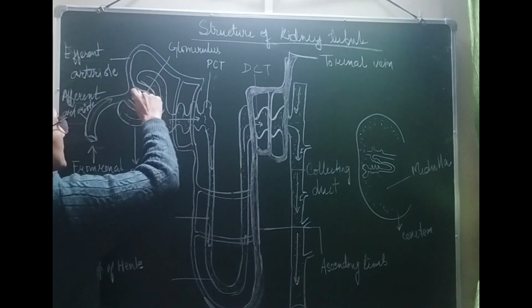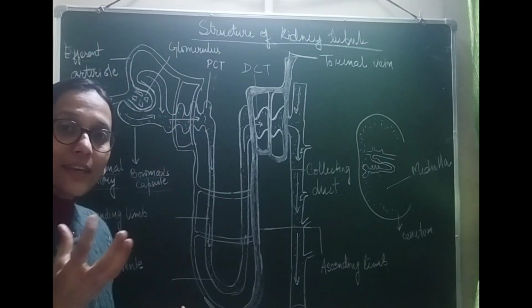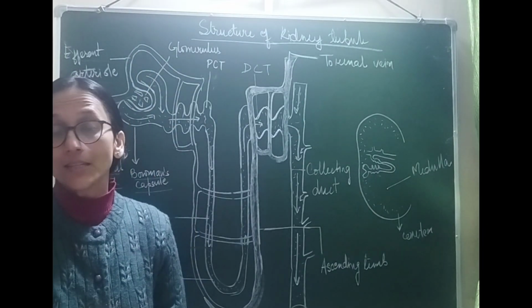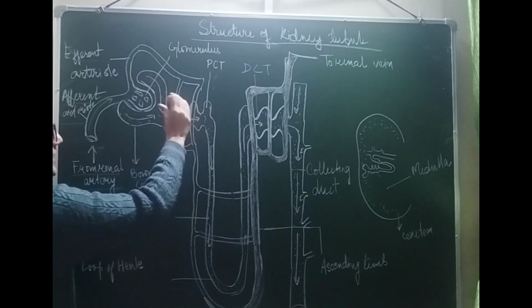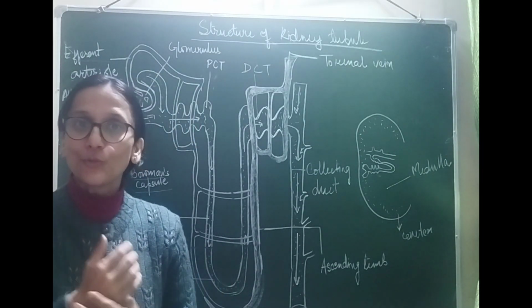So the blood which comes out from here has very, very little plasma in it, as a result of which it is very thick. Whereas the glomerular filtrate which gets collected in the tubule is absolutely dilute.